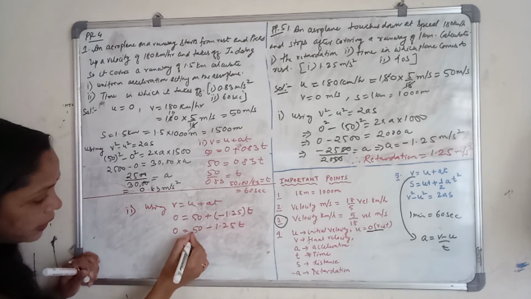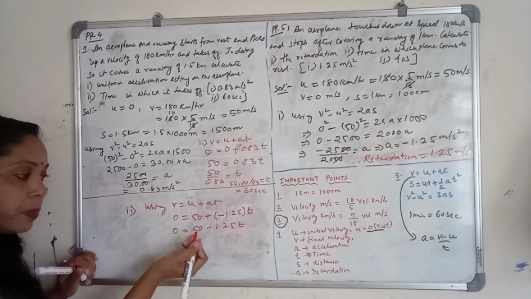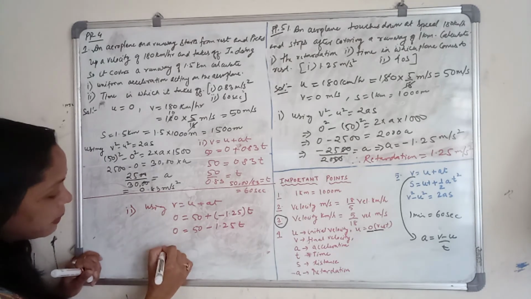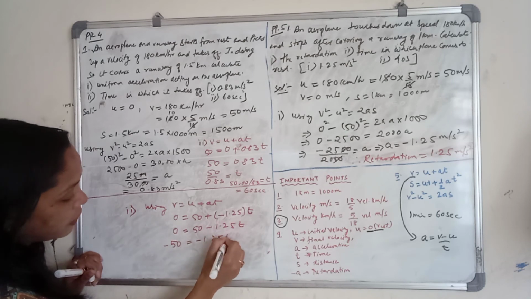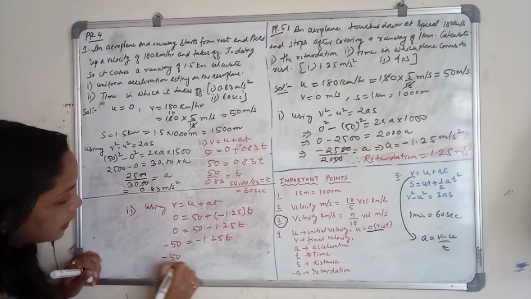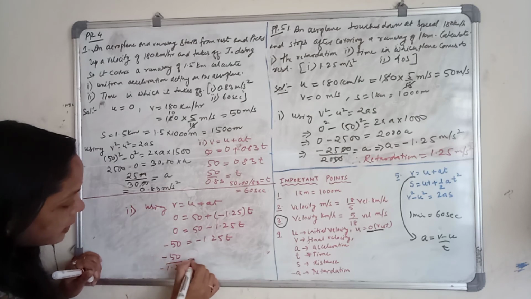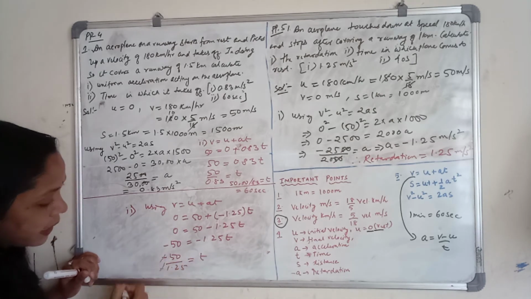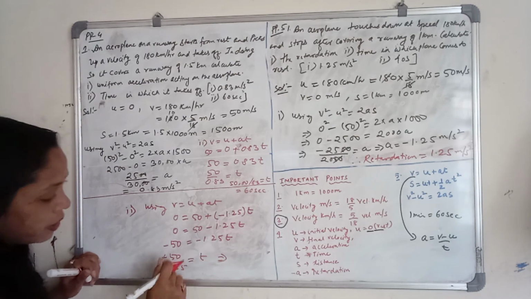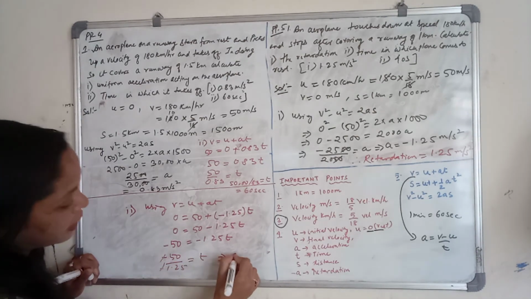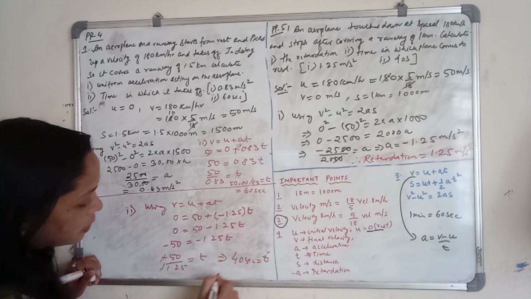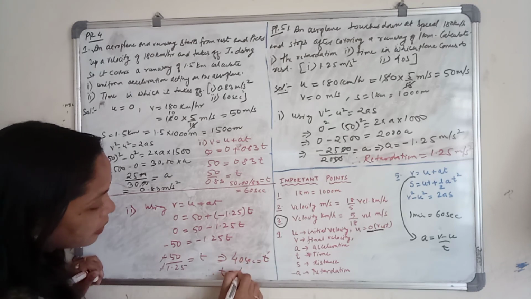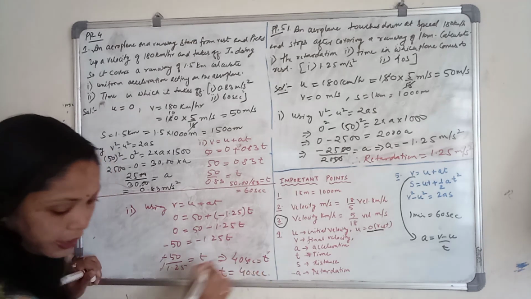0 equals 50 minus 1.25 t. Now bring this 50 here, this is positive. If you bring this one this side, this becomes negative. Minus 50 equals minus 1.25 into t. So minus 50 divided by minus 1.25 is equal to t. Minus minus get cancelled, and if you divide this one, your answer will be 40 seconds. So therefore t is equal to 40 seconds.